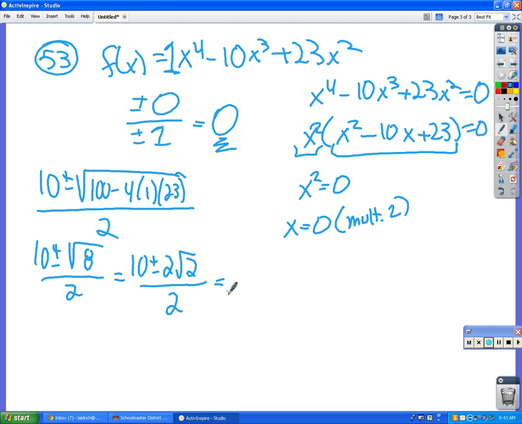Plus or minus. Okay, so 2 goes into all of these evenly. So the 10 reduces down to a 5. This 2 cancels. So 5 plus or minus root 2. Okay? So it was a 4th degree, so you'd expect it has 4 answers. Here's 2 of them, 0 and 0. And here's 2 of them, 5 plus root 2 and 5 minus root 2. All right? So I get to keep going? Yeah.